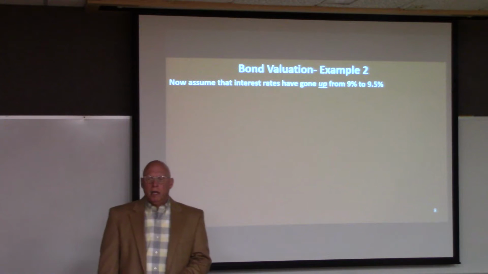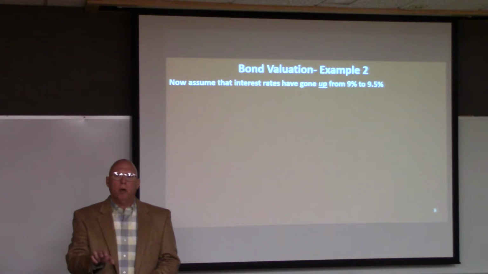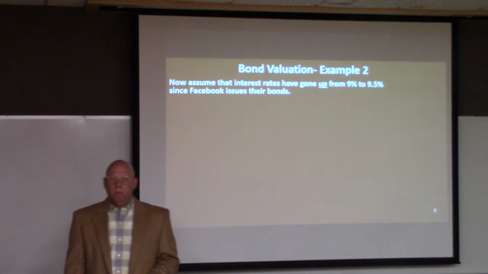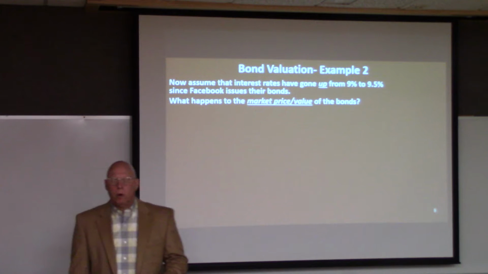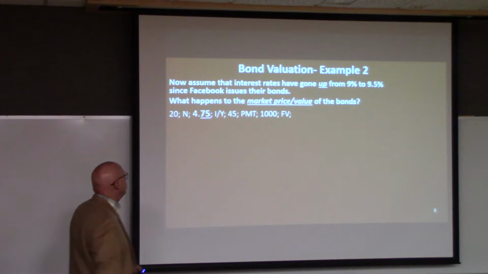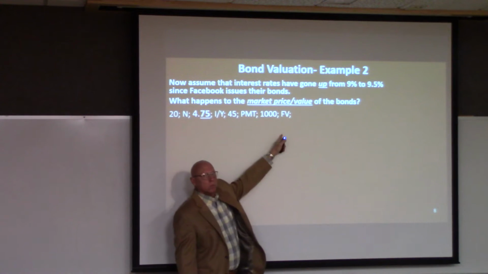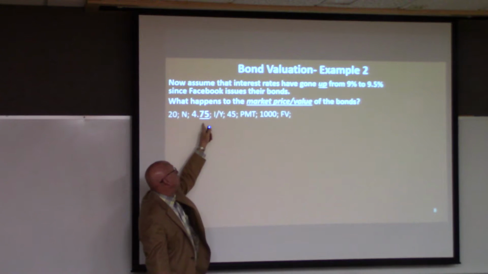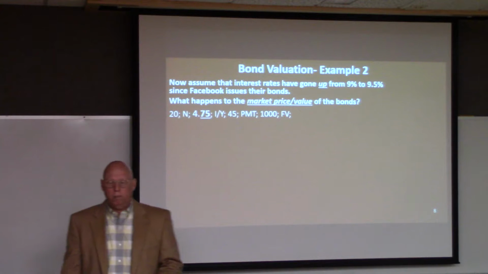Now assume that interest rates have gone up from 9% to 9.5%. So you issue the bond, it's got a coupon rate of 9%, and the market rate has gone up to 9.5%. What happens to the market price or the market value of the bonds? All we have to change is the market rate. Everything else stays the same, except the market rate has changed. So the market rate goes from 4.5% to 4.75%.